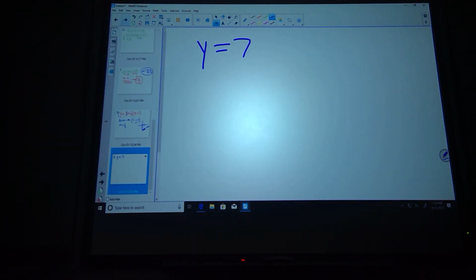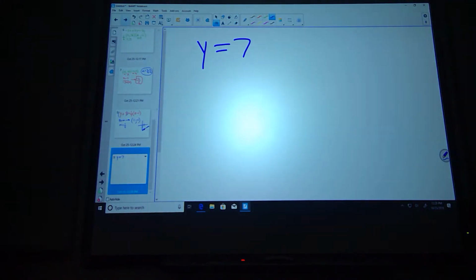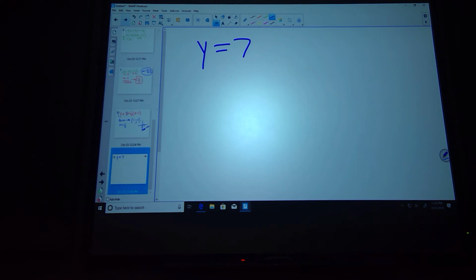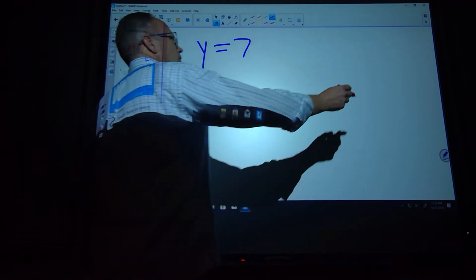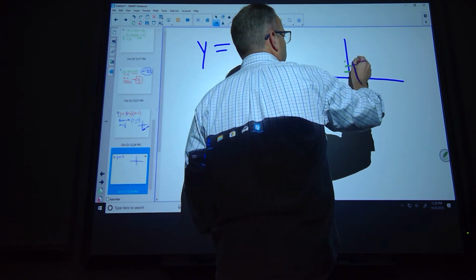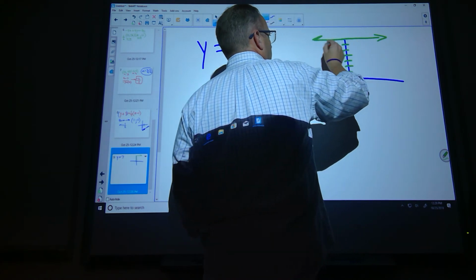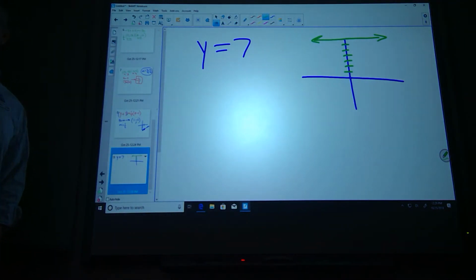All right. So this one, they say, hey, we want to name the slope and the y-intercept of the following equation. So this forms a straight line. Agreed? It's one of the special straight lines. So is it horizontal or is it vertical? It's horizontal. So I want you to think about what this looks like. If you were to graph this, okay? That's what it looks like.